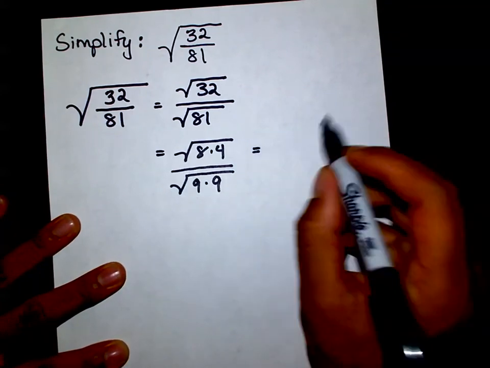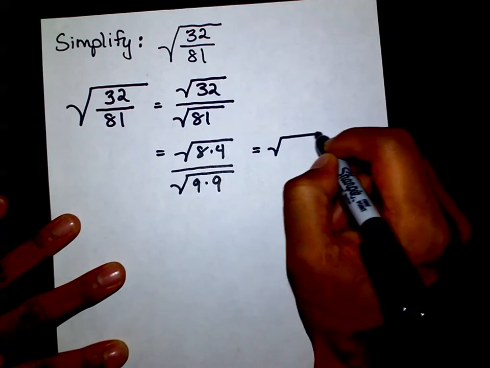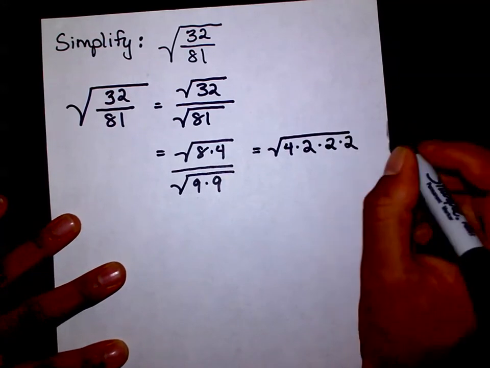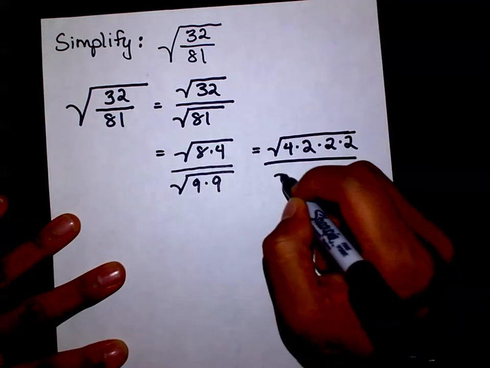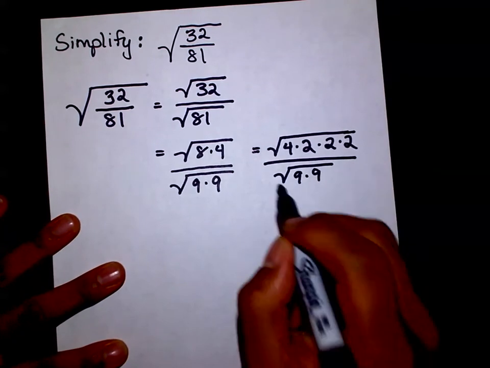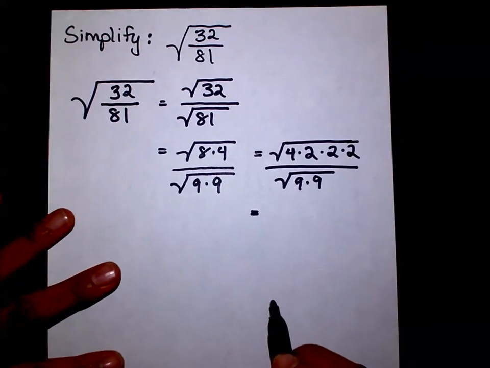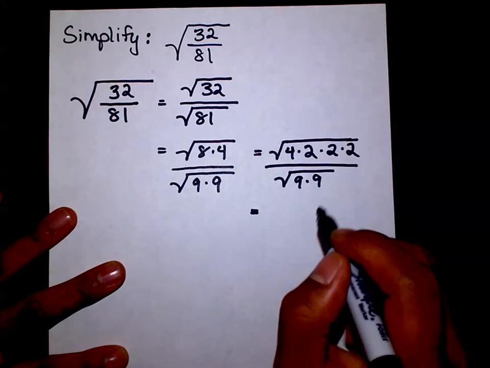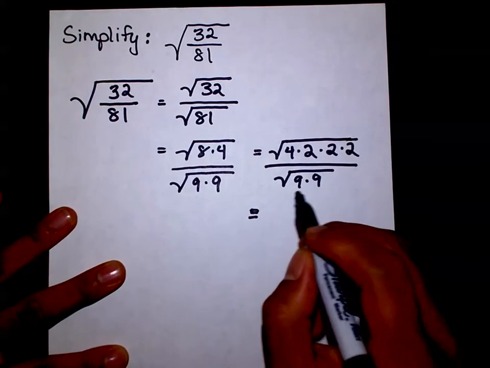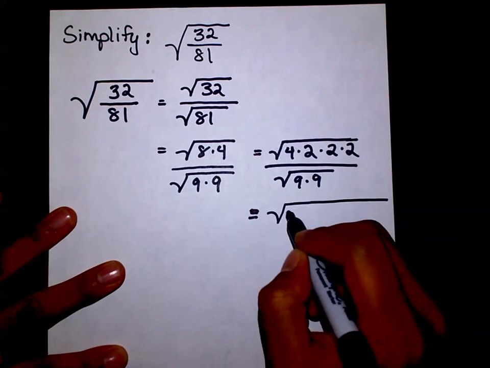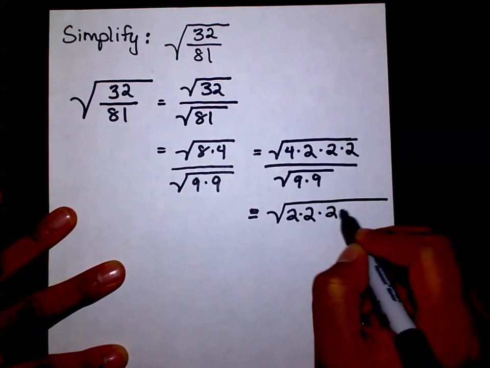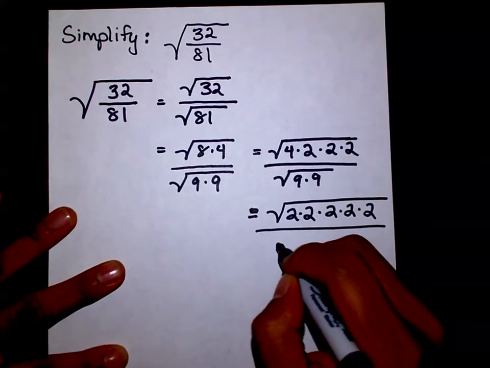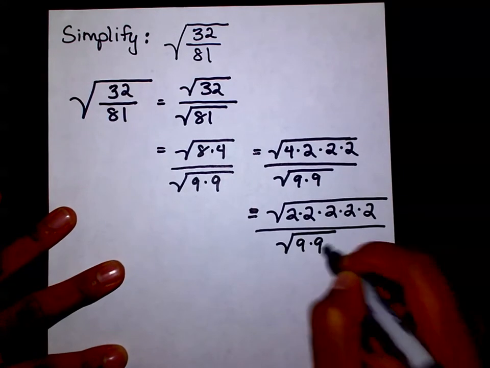So what I'll do is I'll come over here because this bottom is going to stay the same. 8 is going to be 4 times 2. 4 is going to be 2 times 2. And on the bottom, remember, we're just going to leave that as 9 times 9. Okay. Now I want to go ahead and continue. That 4 is the last thing I want to break down into 2 times 2. And I still want to keep these 3 2's. So 2 times 2 for 4, and then the 3 2's. All of that over square root of 9 times 9.